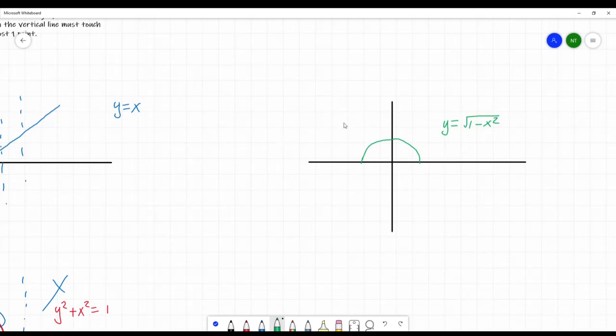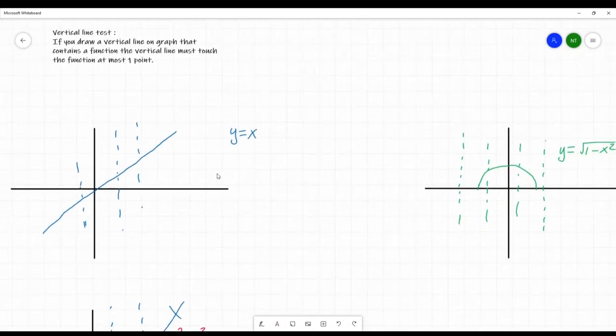Well, let's see. Let's do our vertical line test. I don't hit anything. I hit it once. I hit it once. And I don't hit anything. So is this a function? There are points where I don't hit anything. Is this a function? Yes, it is, right?